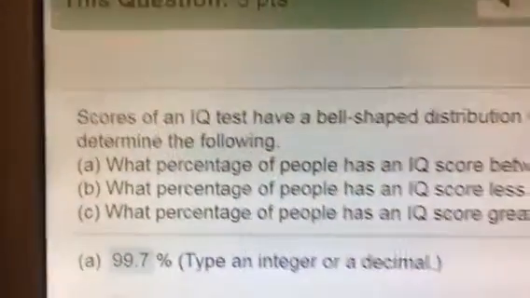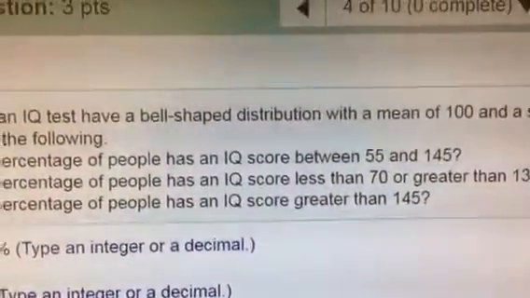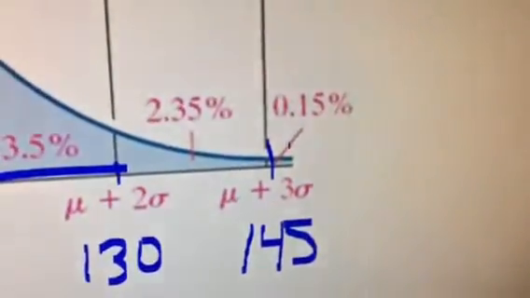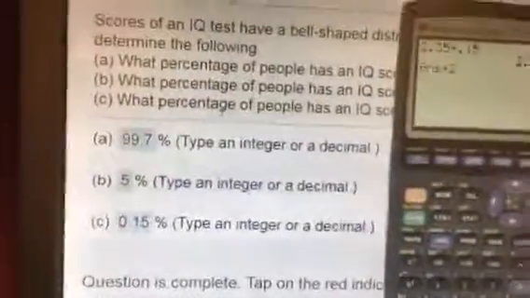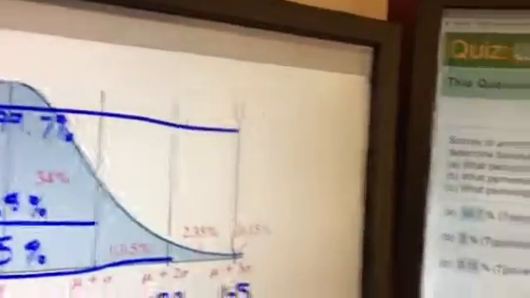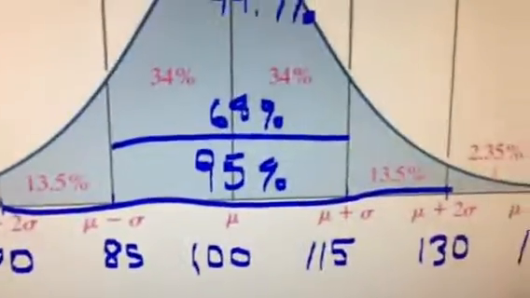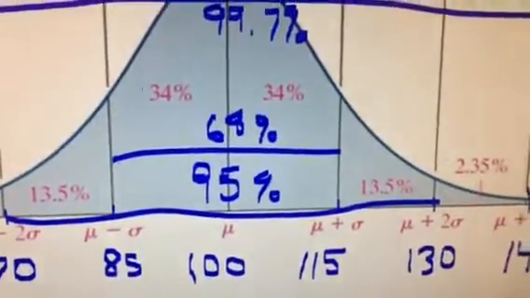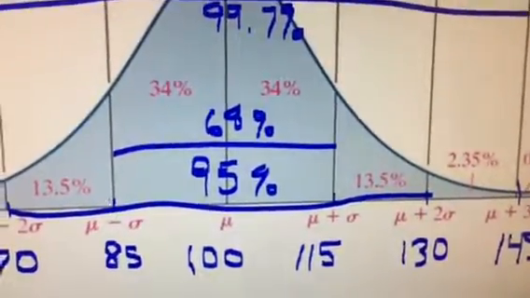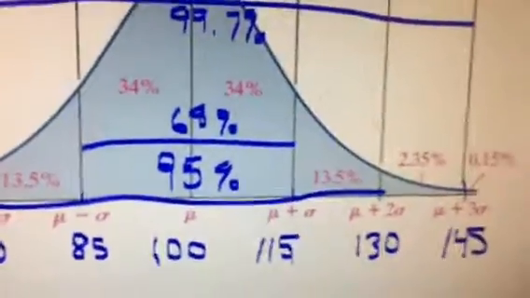Okay, the next one said, what percentage of people has an IQ score greater than 145? Well, you come and find 145. Here's 145, and greater would be this percentage, 0.15. So that's how you go about using the empirical rule. Now, if it asks you what values are 68% of values between, we would come back and notice 68% would be negative 1 standard deviation to positive 1, so we would look at 85 up to 115 if they ask us that.